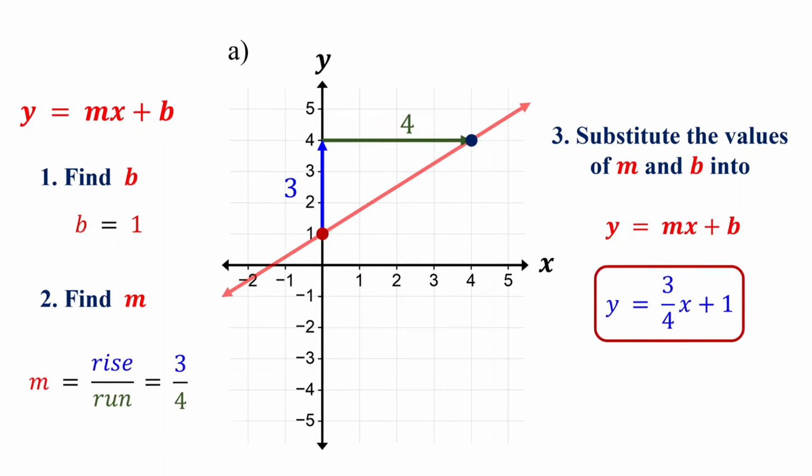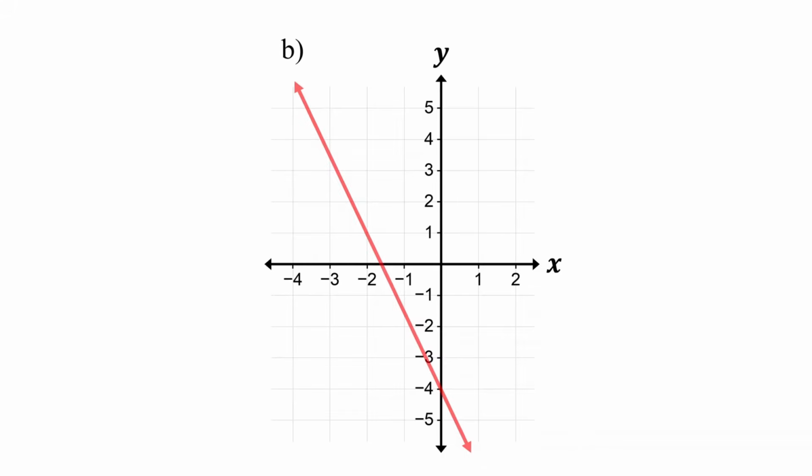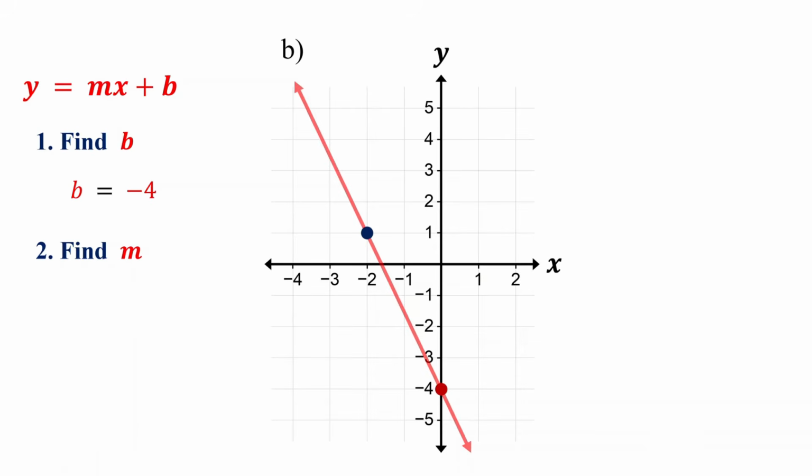Now, let's try an example with a negative slope. We will also convert the equation to standard form after writing it in slope-intercept form. First, find the y-intercept. It is the point where the line crosses the y-axis, so b equals -4, right? Next, find the slope using 2 points on the line with integer coordinates. Use the y-intercept as one point and then locate another point. Let's use this point. Slope is rise over run, right?